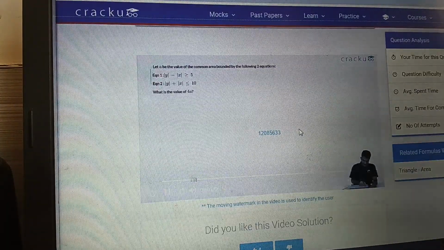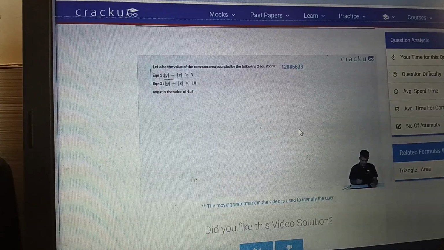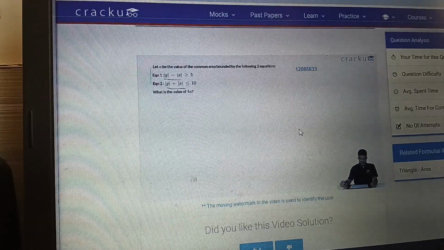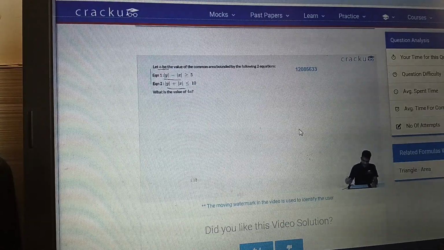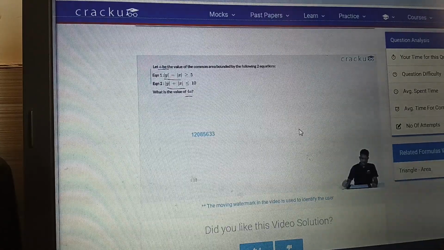In this question, we have been given two inequalities. Modulus of y minus modulus of x is greater than or equal to 5. And the second one is modulus of y plus modulus of x is less than or equal to 10. And we are told that the area bounded by these two inequalities is A, and we are required to calculate the value of 4A.